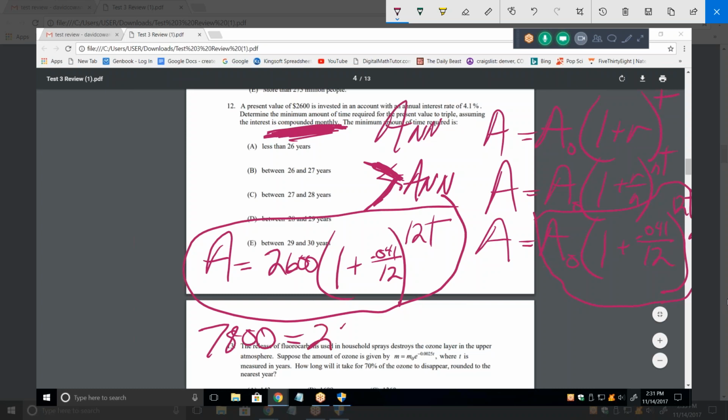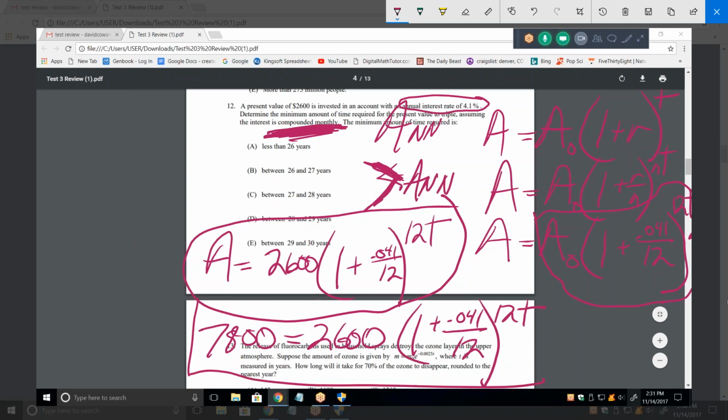So here's what they're asking. How long does it take 2,600 to turn into 7,800 when compounded monthly at an annual rate of 0.041? Notice that they always give you the interest rate annually. They don't give that to you monthly. Even though it's compounded monthly, that's an annual interest rate. And that's what R is in our equation, the annual interest rate. So finally, we have an equation that only has one variable in it.